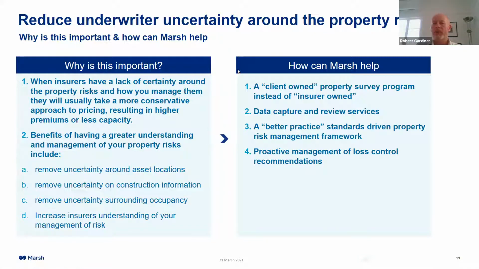The other second component about occupancy is around storage. So what is actually being stored in the location? So is it high hazard? If it is high hazard, what are the controls in place to mitigate the risk? So that's a really key component. And I say where the information is missing, insurers will make that assumption that it's a worst case scenario.